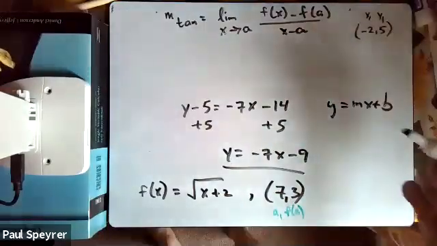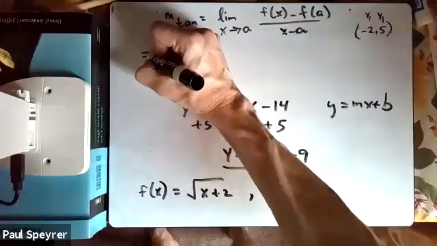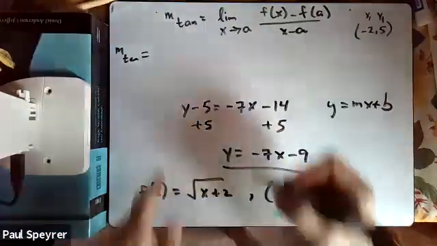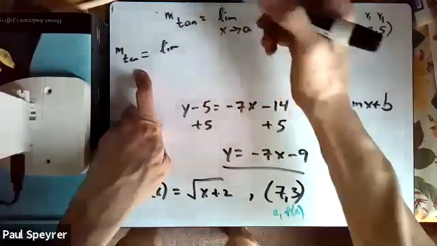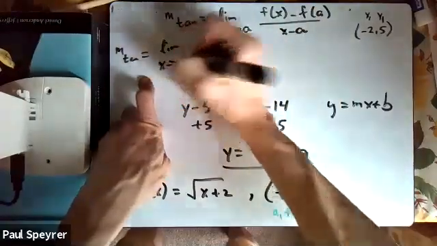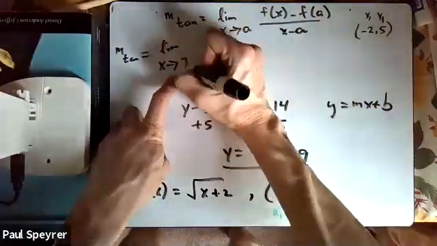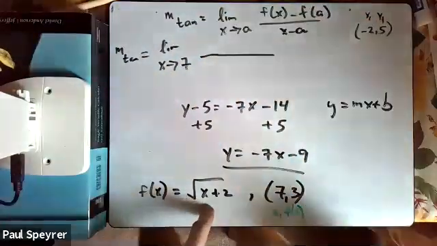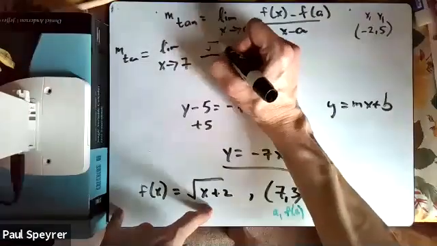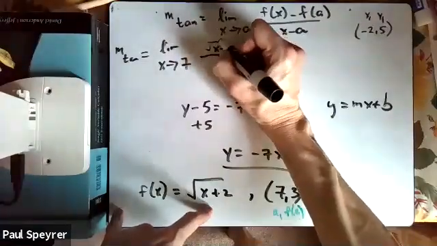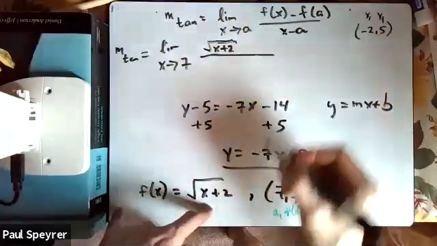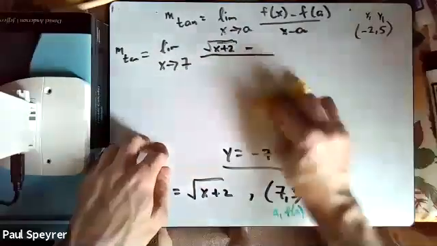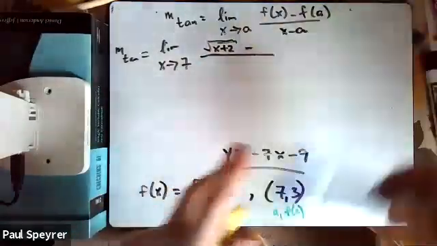So if we plug that stuff in, m tangent, well, it's going to be the limit as x approaches a. What's a in this case? It's 7 of f of x. Well, f of x is just the base function, right? Square root of x plus 2. Minus f of a. Well, we have to find f of a, right? Got to find out what is f of a.